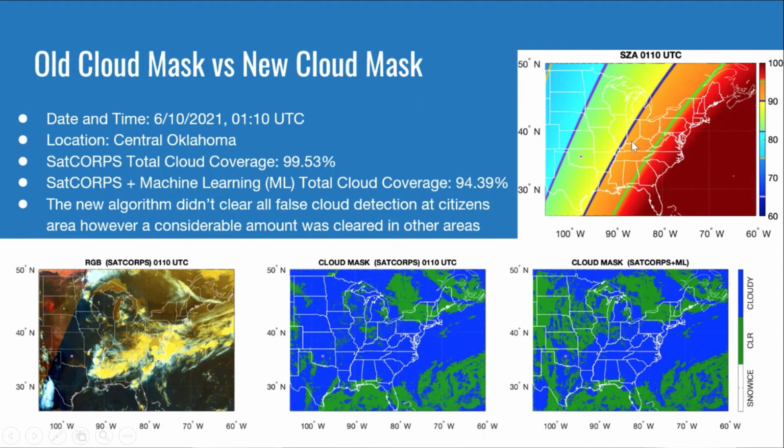And I also wanted to point out the top right graph. What this displays is the solar zenith angle. When it's between 90 and 82, we said those are the best cases. So 90 and 82 is this lime green color and sort of a little into the light blue. So where the citizen's located in Oklahoma, they took a quality observation.